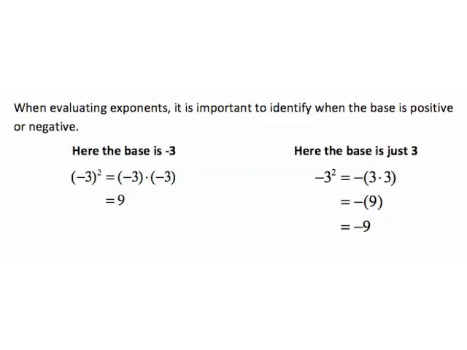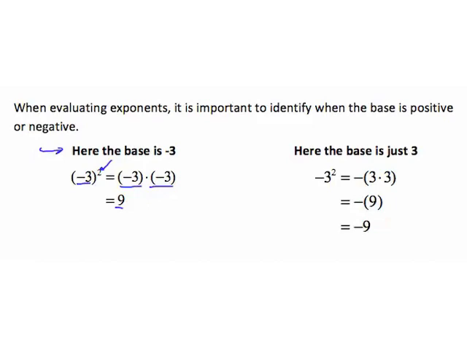When evaluating exponents, it is important to identify when the base is positive or when the base is negative. In our first example here, the base is actually negative 3. So if I put parentheses around both the negative and the 3, that means both the negative and the 3 are getting taken to the second power. So I want to take the whole thing, negative 3, times itself. And when I take a negative 3 times a negative 3, I have same signs, so that is going to give me a positive answer of 9.